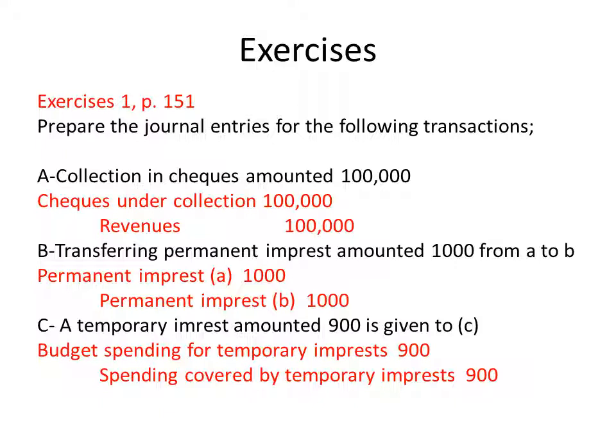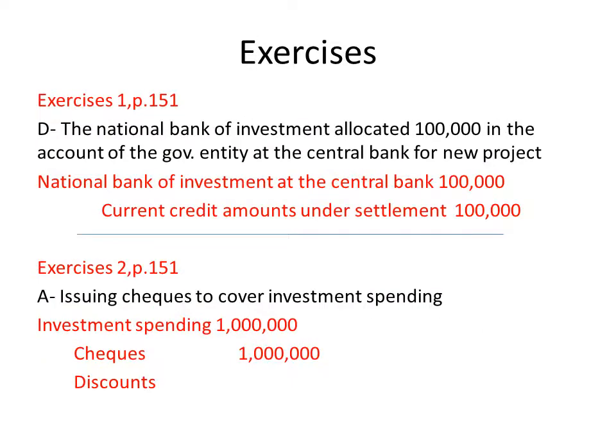C. A temporary interest amounted to 900 is given to C. The entry would be budget spending for temporary interest 900 and spending covered by temporary interests 900. D. The National Bank of Investment allocated 100,000 in the account of the governmental entity at the central bank for the new project. The entry would be National Bank of Investment and Central Bank 100,000 and the current credit amount under settlement 100,000.